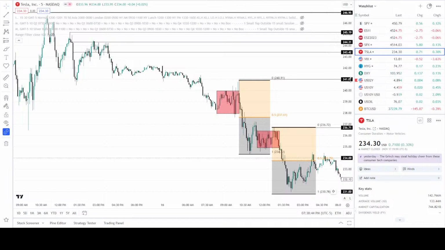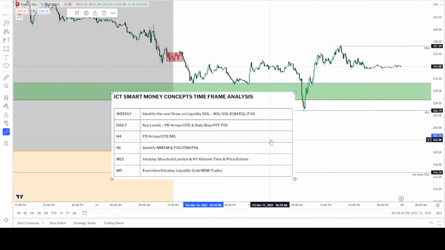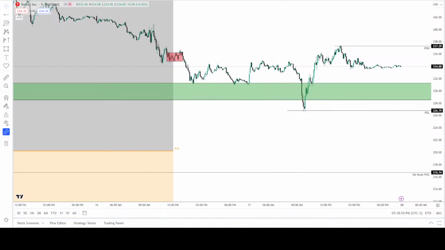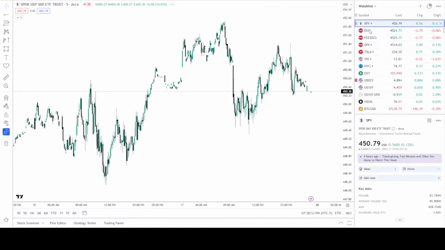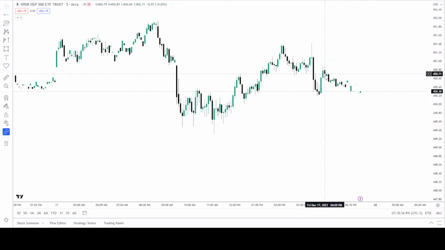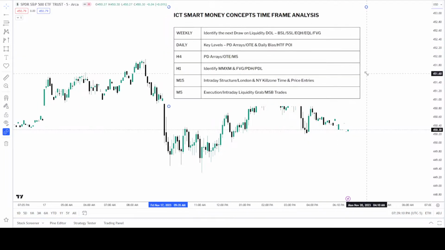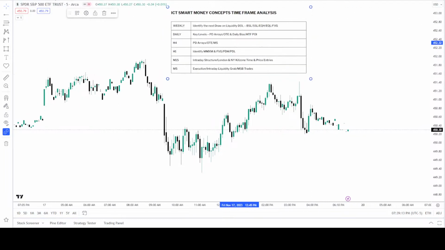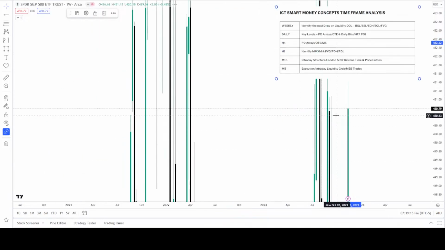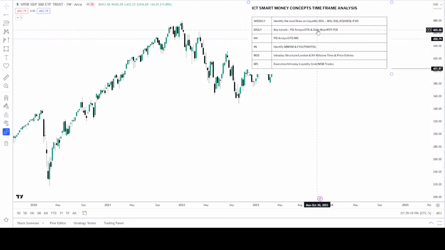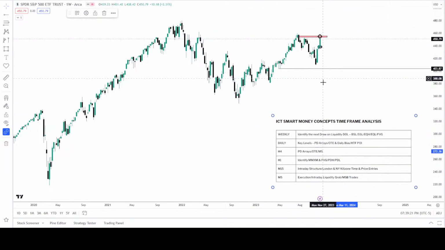So now we're going to look at SPY just to have that one charted as well. I'm going to take this one off here, switch over to SPY. Let me grab my Smart Money Concepts time frame analysis. Drop it on the chart. And we're going to go to the weekly to start. Take off the drawings that I have on there.